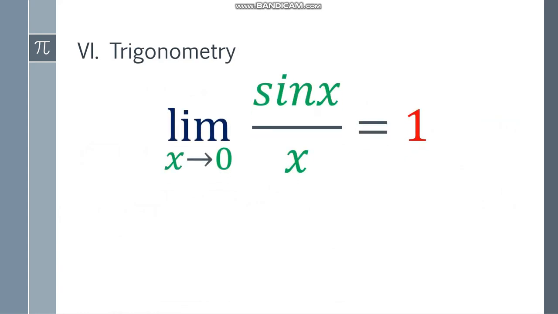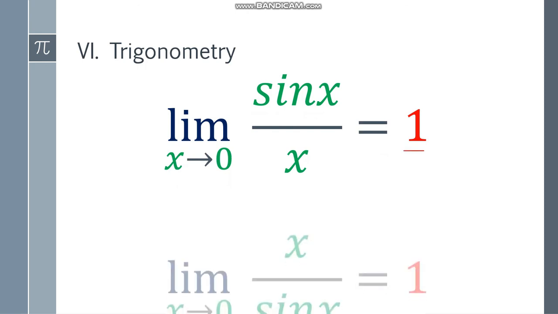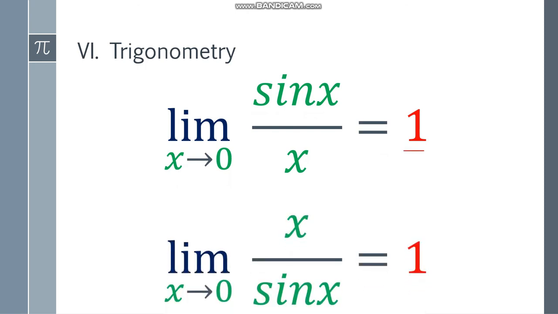Let's move on to trigonometry. Now before I give some example, I just want to show you something. So if we have the limit of the function sine x over x as x approaches 0, the answer will be 1. Remember that one. And also, if you just flip it, the answer will still be the same. It will be 1. We have the limit of the function x over sine x as x approaches 0. Remember, it should approach 0. Because if you put a different number there, it will have a different answer.